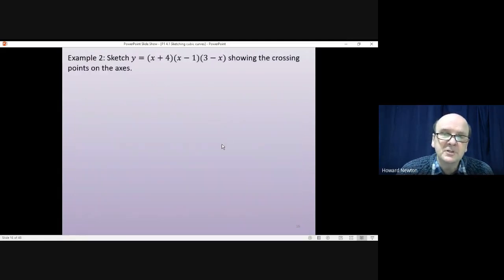Okay, example 2. Have a go at this one. There's a very important difference in this question. You'll notice we've got x plus 4 and x minus 1. This bracket's been flipped around and we have 3 minus x.